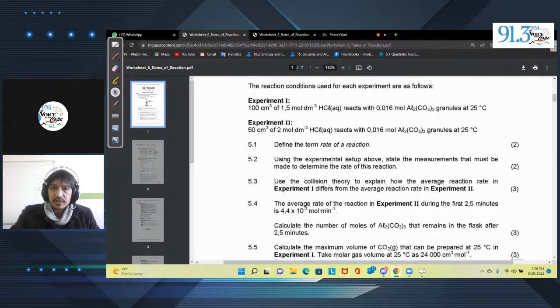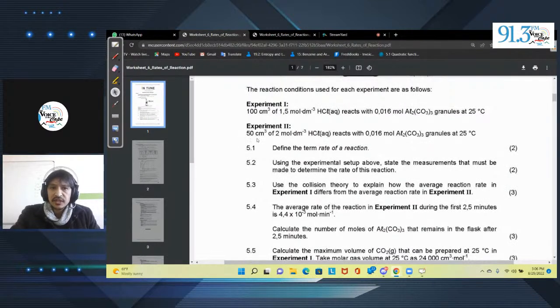In the second experiment, they tell us that we're only using 50 centimeters cubed of 2 mole per decimeter cubed of hydrochloric acid. So here we have a higher concentration, but a lower volume. And this reacts with the same amount of aluminium carbonate at 25 degrees Celsius.